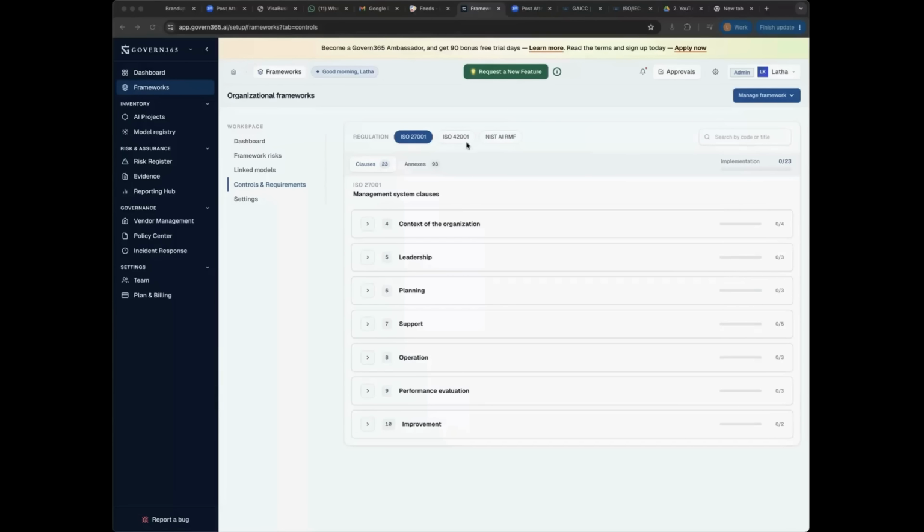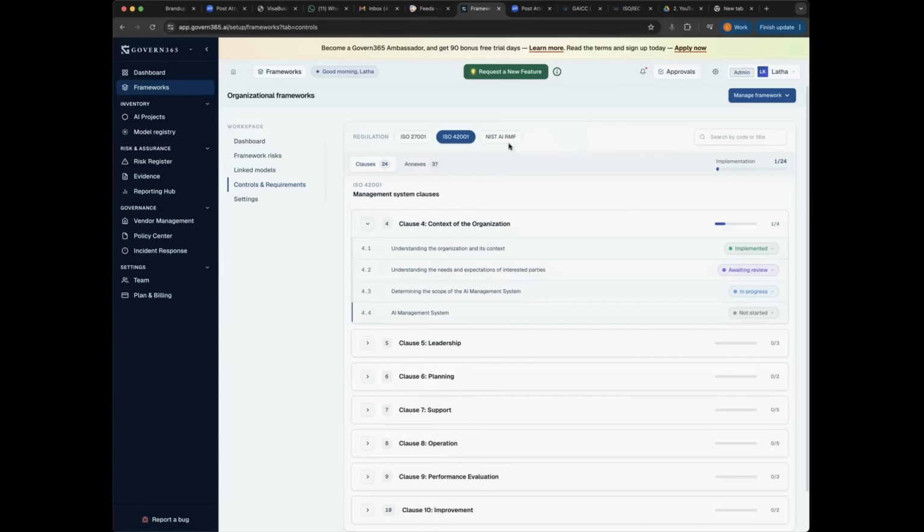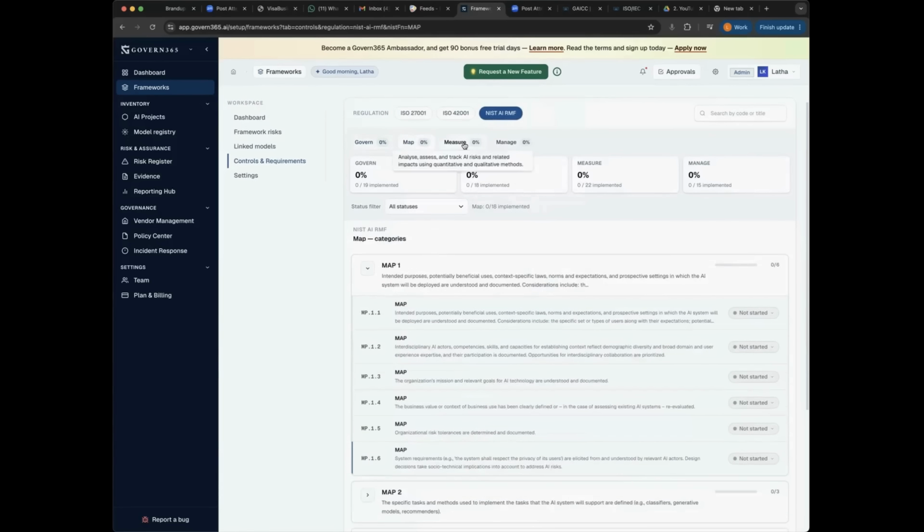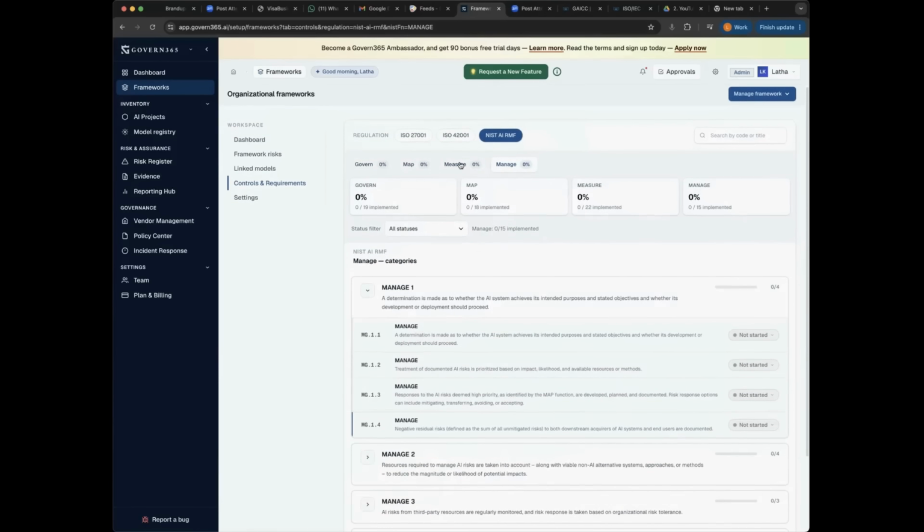So even on our govern365.ai platform, we can use both the ISO 42001 and NIST AI RMF frameworks at the same time for the same organization. Which means for ISO 42001, we can add all the clauses and annexures. And even for NIST AI RMF, we can do all four core functions. So all that is possible here.